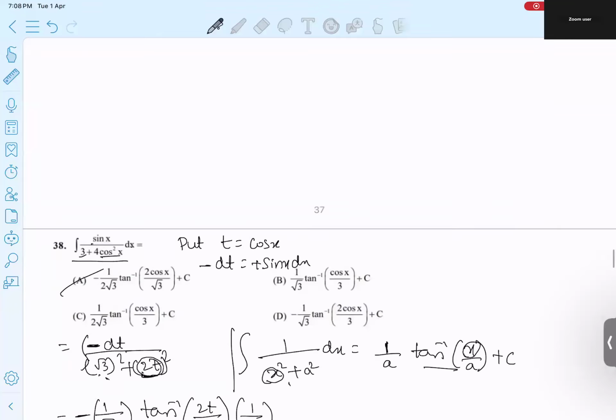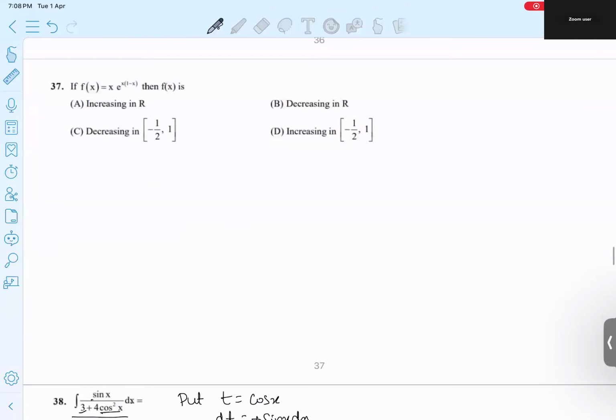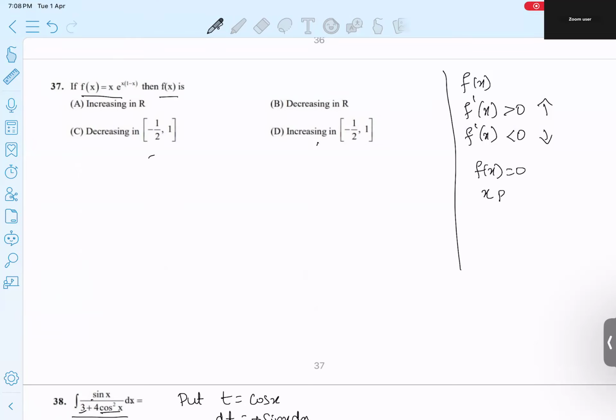Okay, moving on to the next question. 37th question. They have given the function, and we have to show f of x is increasing or decreasing in what intervals. So now, let us recall the increasing and decreasing function. Given the function f of x, if I differentiate once and it is greater than 0, then it is an increasing function. If the differentiated term is less than 0, then it is a decreasing function. Also remember, if f dash of x is equal to 0, I'll get some x points.